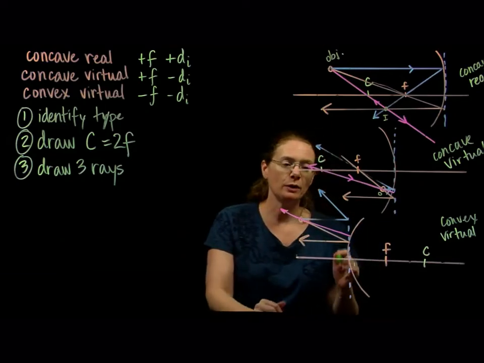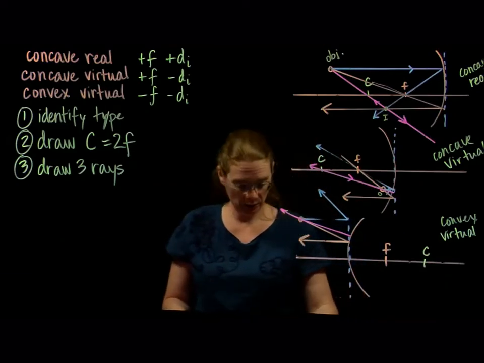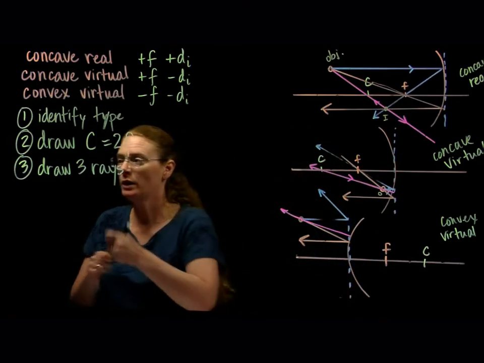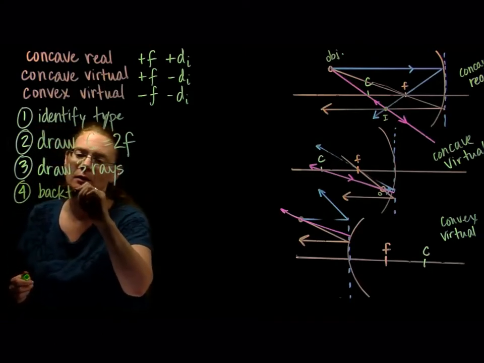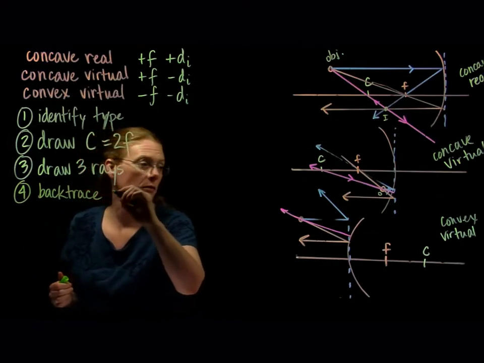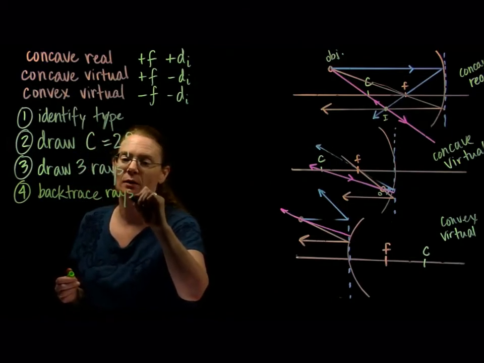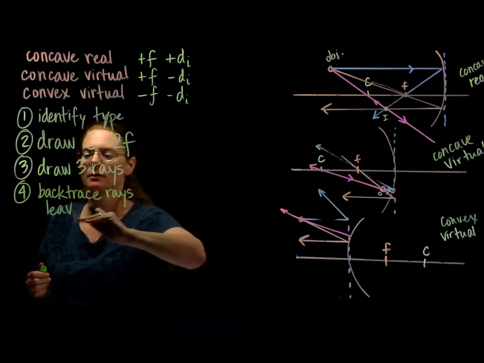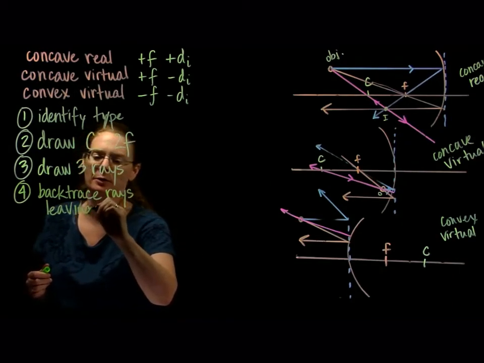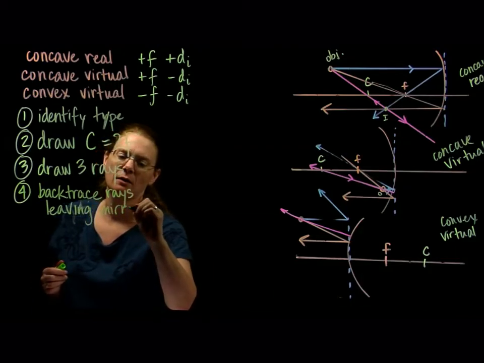So what we do now, if we need to, is trace backwards, what I call back tracing, any rays that leave the mirror. So back trace the rays leaving the mirror.